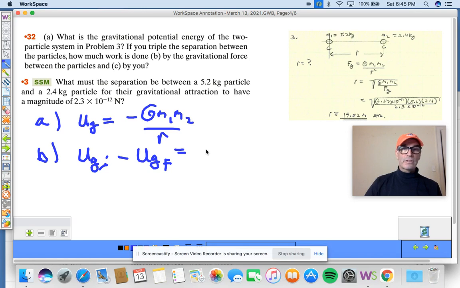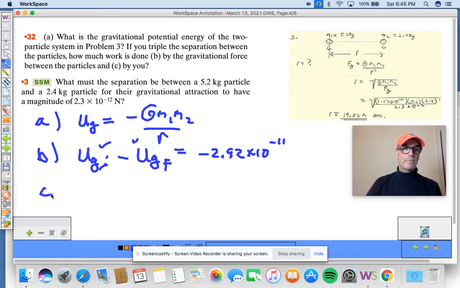So I'm going to give you the number, and it's approximately 2.92 times 10 to the negative 11. Okay, so that'll be the work required to triple the distance between those two. But I'll let you figure out what gets substituted in those two expressions.